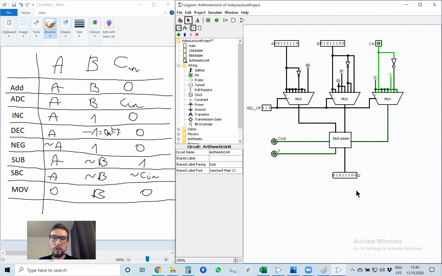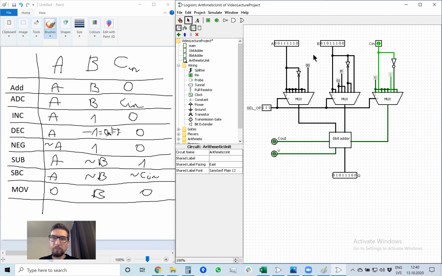And this is our arithmetic unit. It uses single 8-bit adder to perform addition, subtraction, increment, decrement, addition with carry, subtraction with carry, and copying bits, and also calculating the negative value of a number. It's like multiplying with -1.